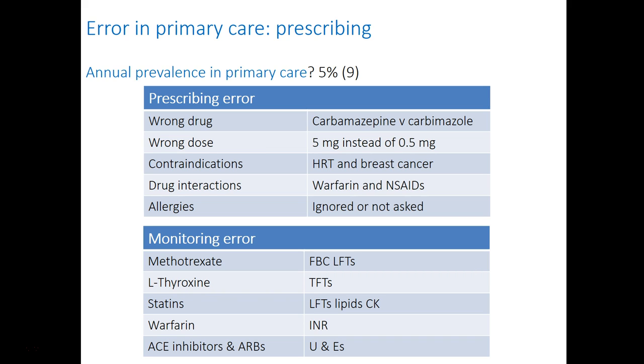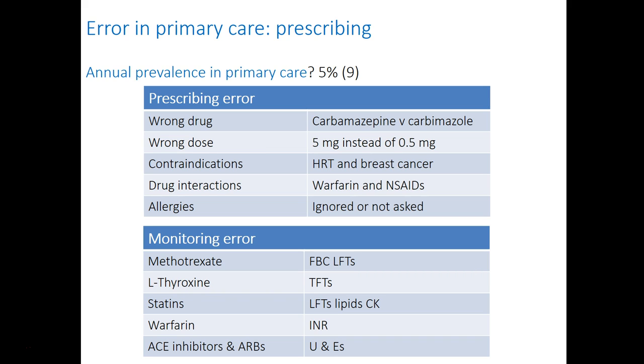What about prescribing error? The annual prevalence in primary care is 5%, although there's work showing that in the elderly, potentially inappropriate prescribing or PIPs occur at a prevalence of about 36%. There may be two areas of error in prescribing: error itself and monitoring error. So the wrong drug may be chosen. You may confuse carbamazepine, an anticonvulsant, with carbimazole, an antithyroid drug. The wrong dose, the so-called trailing zero. The patient may get 5 milligrams instead of 0.5 milligrams. That is 10 times the dose.